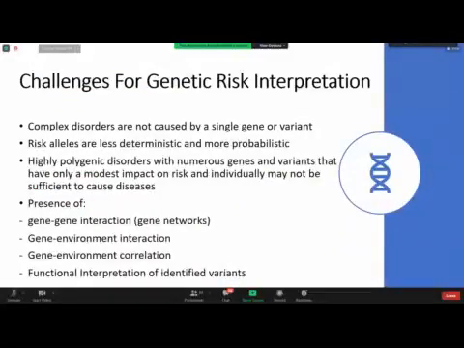So now, what are the challenges in genome-wide association studies? We know that complex disorders are not caused by a single gene or variant, which makes it less determinable and more problematic. And we know that most of these disorders have SNPs where, if you remember the previous one, the more common the variant, the lower the effect it has phenotypically. So we cannot really calculate how it is going to affect the disease phenotype.